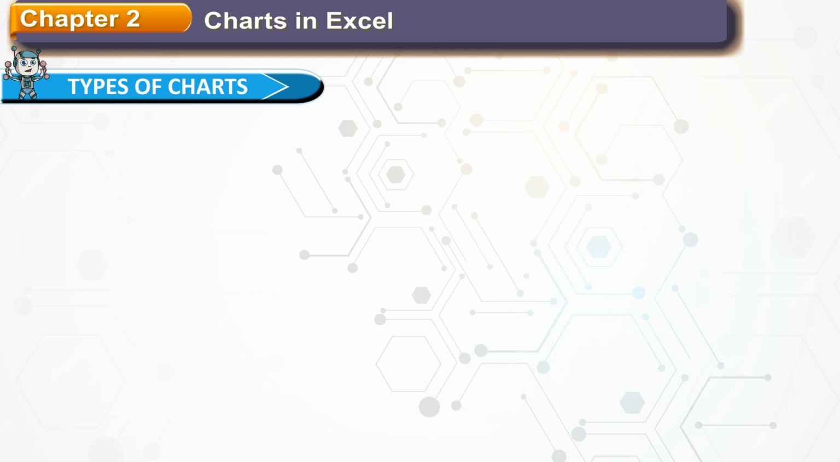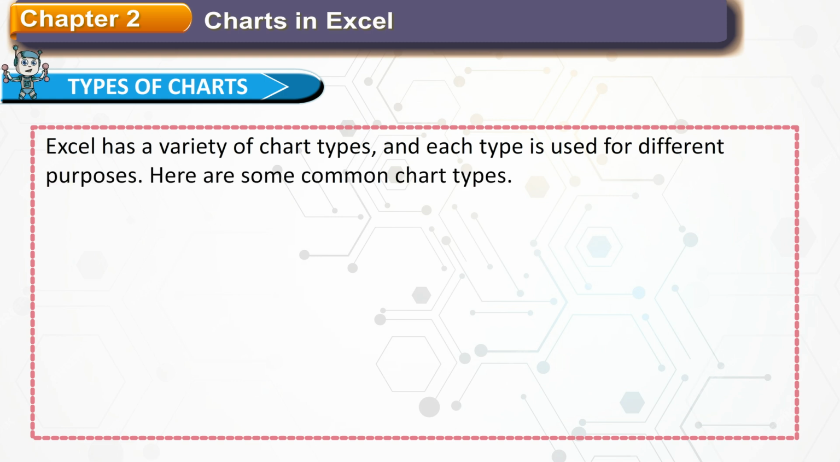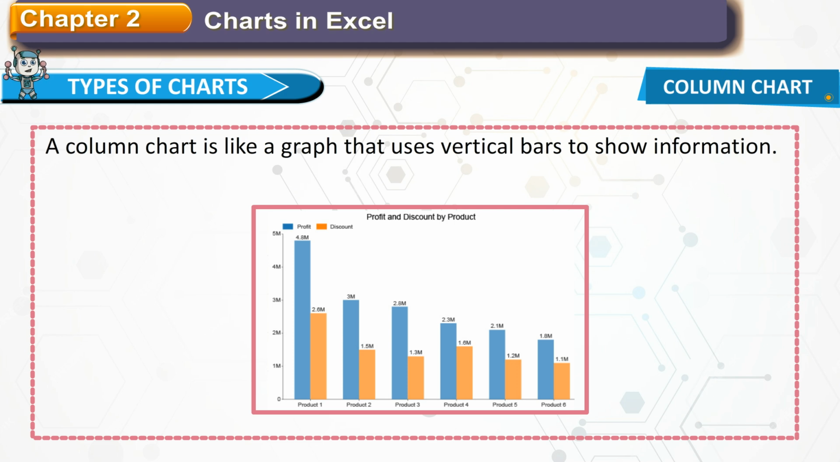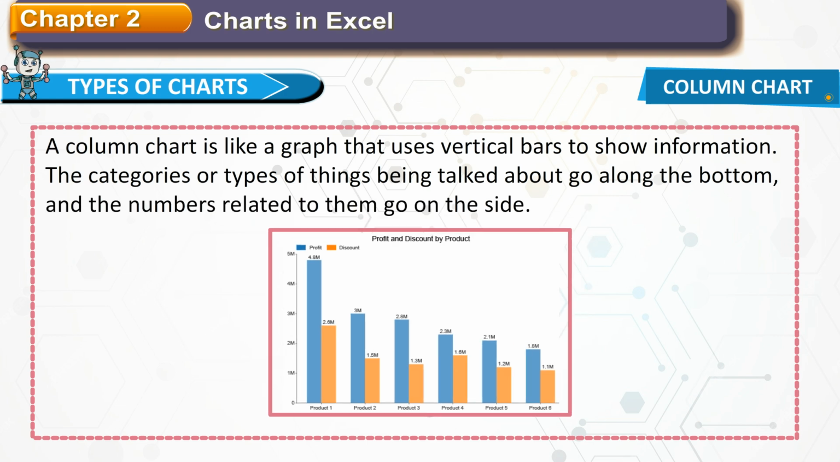Types of charts. Excel has a variety of chart types, and each type is used for different purposes. Here are some common chart types. Column chart. A column chart is like a graph that uses vertical bars to show information. The categories or types of things being talked about go along the bottom, and the numbers related to them go on the side.